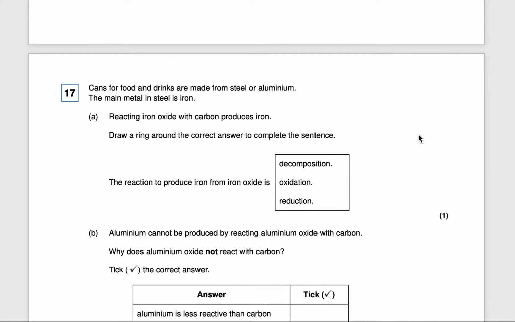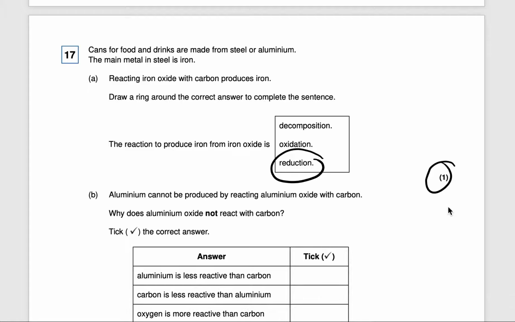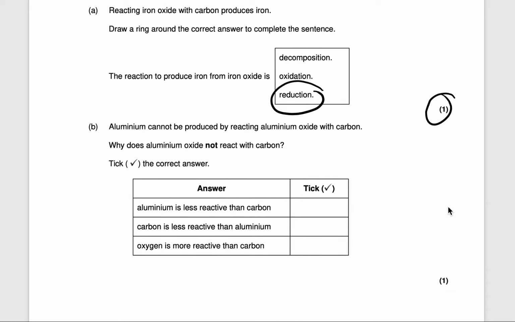Cans for food and drinks are made from steel or aluminium. The main metal in steel is iron. Reacting iron oxide with carbon produces iron. Draw a ring around the correct answer to complete the sentence. The reaction to produce iron from iron oxide is what? Decomposition, oxidation, or reduction. So iron is going to be attracted to the negative electrode, and so the answer is going to be reduction. Okay, 1 mark.